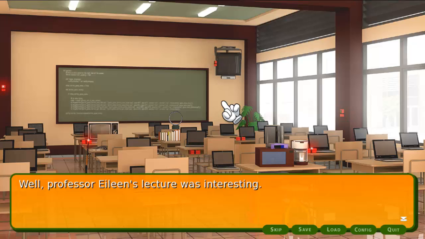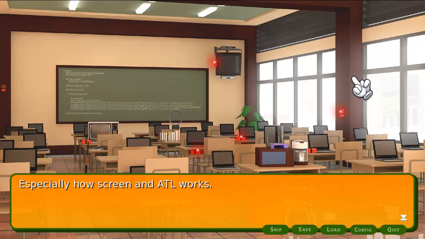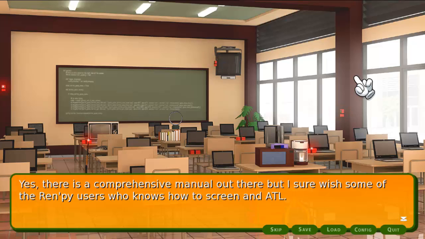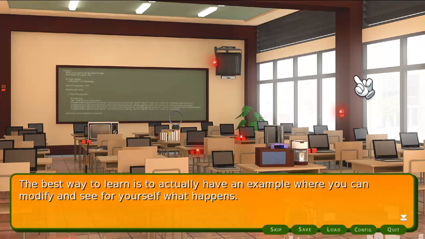Well, Professor Alien's lecture was interesting. But to be honest, I couldn't understand some of it. Especially how screen and ATL works. Yeah, there is a comprehensive manual out there, but I sure wish some of the Ren'Py users who know how to screen and ATL share their code to poor unfortunates like us so we can be awesome like them too. The best way to learn is to actually have an example where you can modify and see for yourself what happens. Exactly, I have to agree with that.